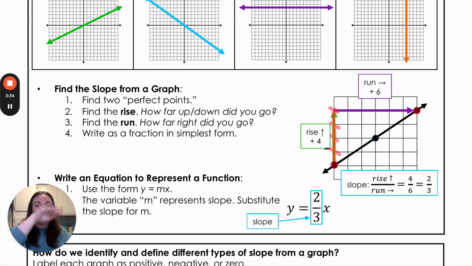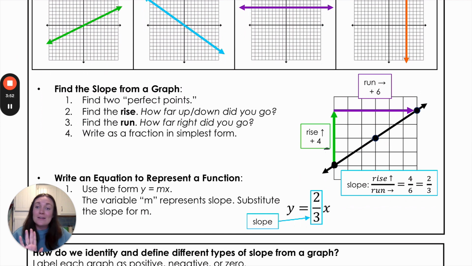So we're kind of making these little triangles. So my rise then is going to be 4. Now, the third step then is to find our run. So our run is how far we're going side to side. So from here, I go 1, 2, 3, 4, 5, 6 times over to get my run.